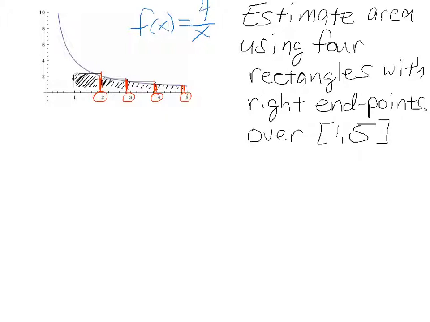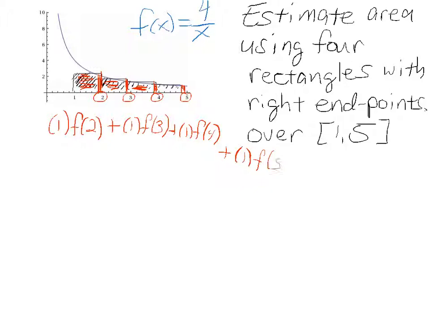So if we want to calculate the area of this rectangle, we multiply the width times the height, which is f of 2. Here I'm using the right endpoint. Calculate that area. Then I'm going to add the area of this rectangle here, and its width is 1, and we'll plug in 3. And we work our way down the line here. Oops, I'm going to start to run out of room. f of 5.